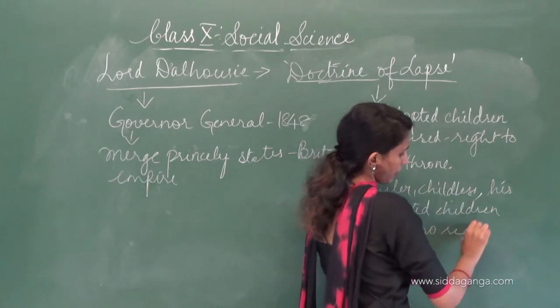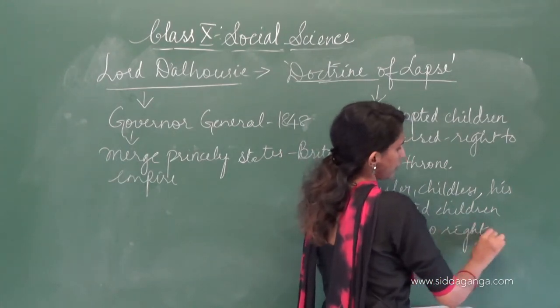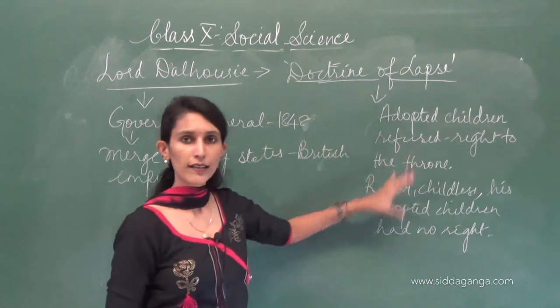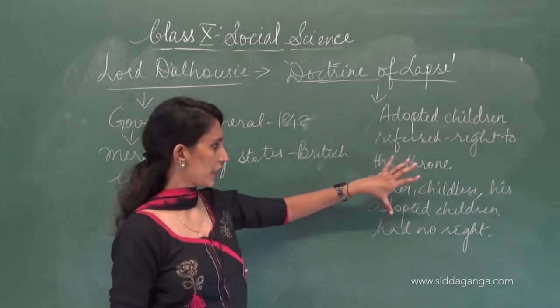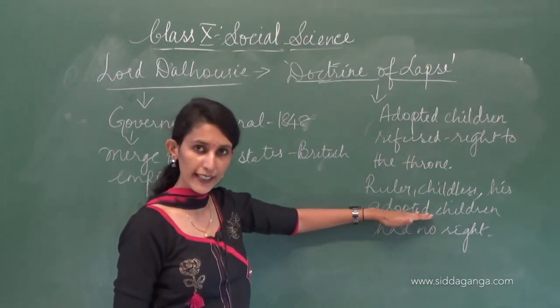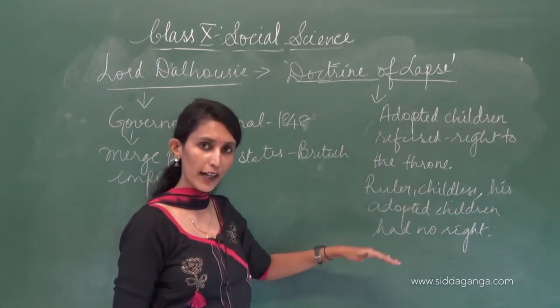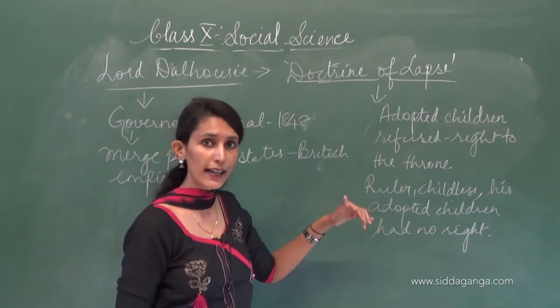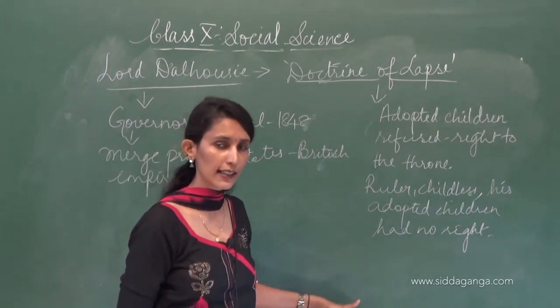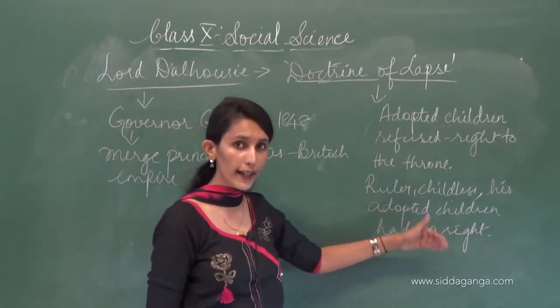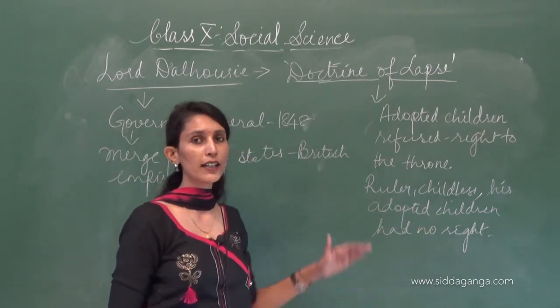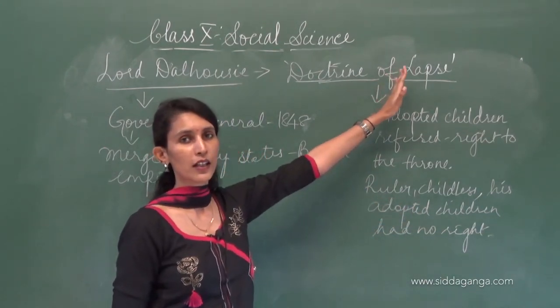No right over what? No right over the throne. Now let me put this together for you. If the ruler was childless, that means he didn't have any children, and if he had adopted a child, the adopted child could not be the successor or go to the throne after the death of the king. That was the Doctrine of Lapse.